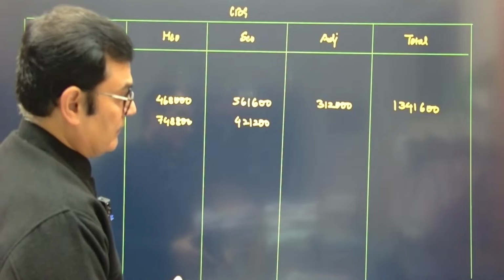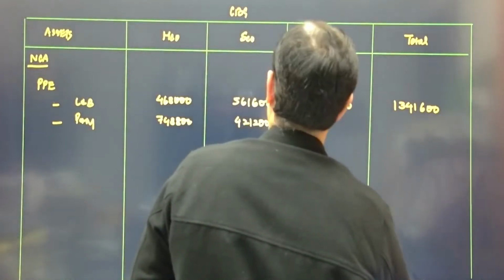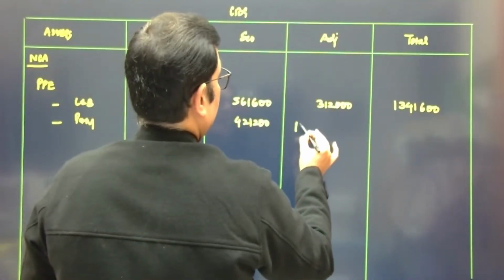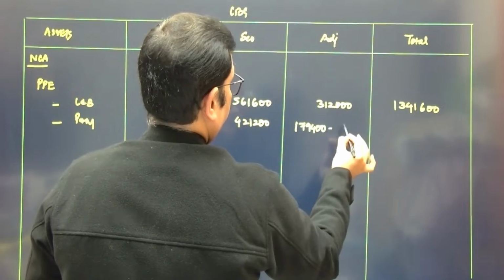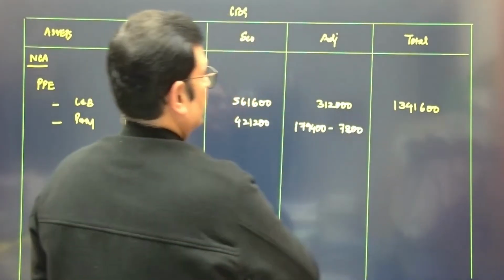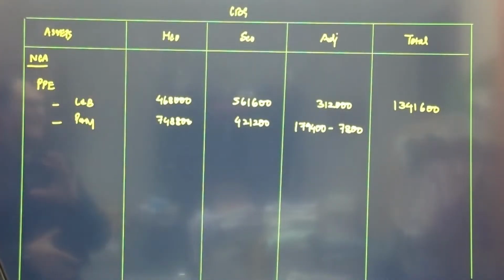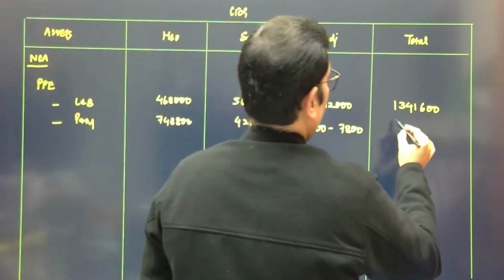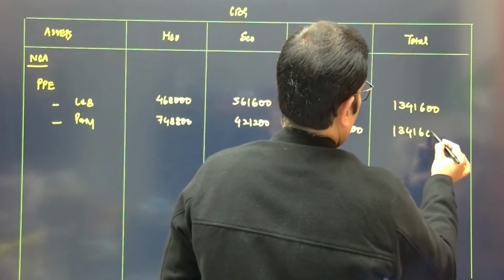See the fair value gain in the analysis. 179,400. Okay, so this is 179,400. And what was the additional depreciation? 7,800. So now we can take the figures in the outer column, so that makes it aesthetically a better presentation as well. Same, I think, 13,41,600. Yes, sir.